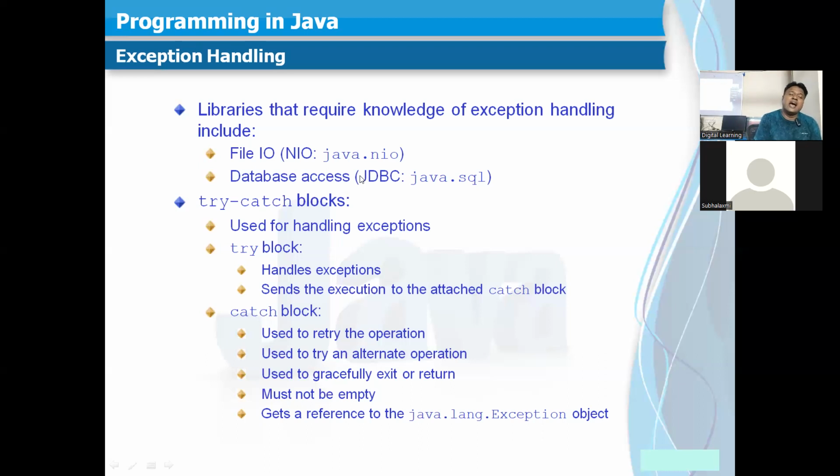Okay, so try block is used to guard your programming. Catch block is used to handle the exception. Clear? It sends the execution to the attached catch block. Catch block is used to retry the operation, and to try an alternate operation. It is used to gracefully exit and return, and it must not be empty. Okay. It gets a reference from java.lang.exception object. Clear?